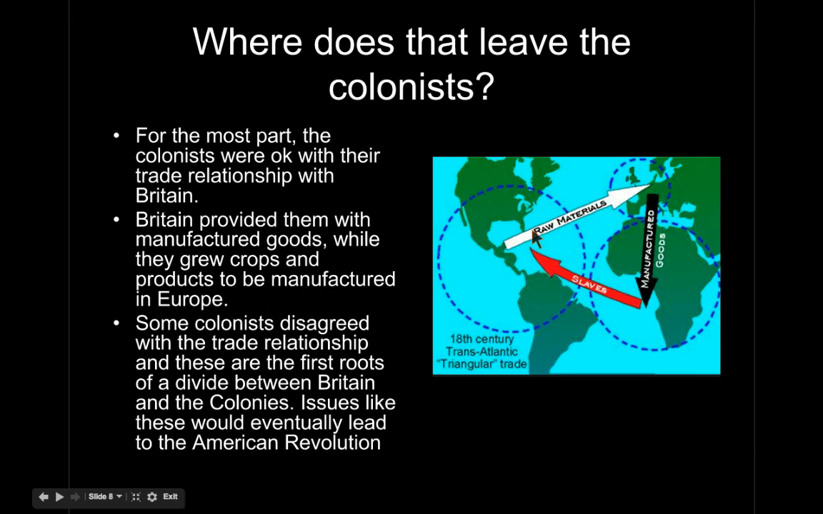Again, we see another example of triangular trade here. Raw materials going to Europe, manufactured goods being sent to Africa, slaves being sent to North America to grow more raw materials.